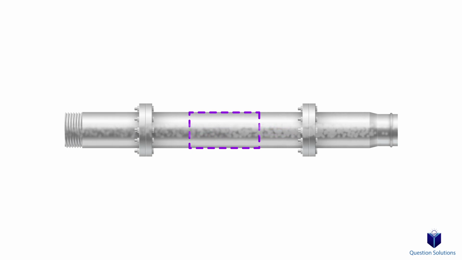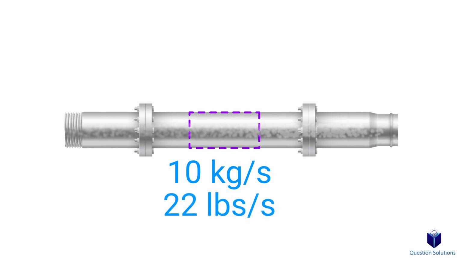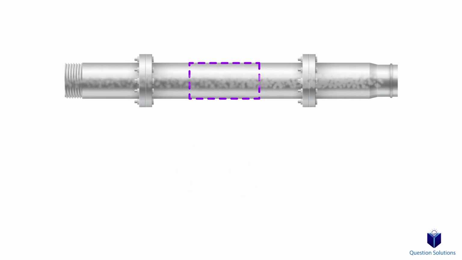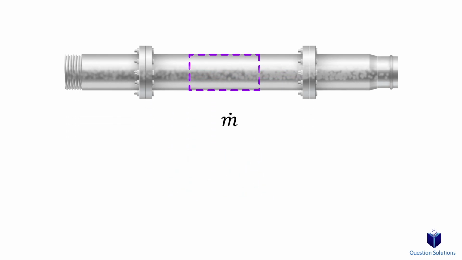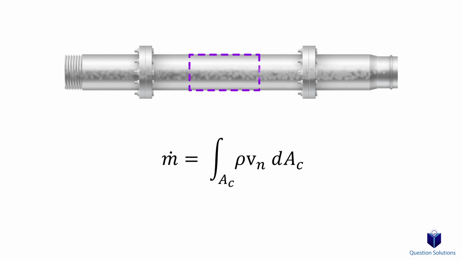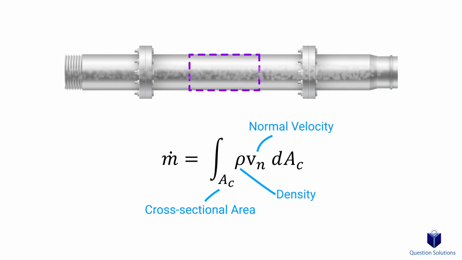In simple terms, we're looking at how much mass flows through this area for a certain time period. For example, 10 kilograms per second or 22 pounds per second. Mass flow is represented with the letter m and a dot on top, and it's called m dot. We can find it using this equation. Here, we're integrating over the entire cross-sectional area. This is density, and this is the normal velocity of the fluid.